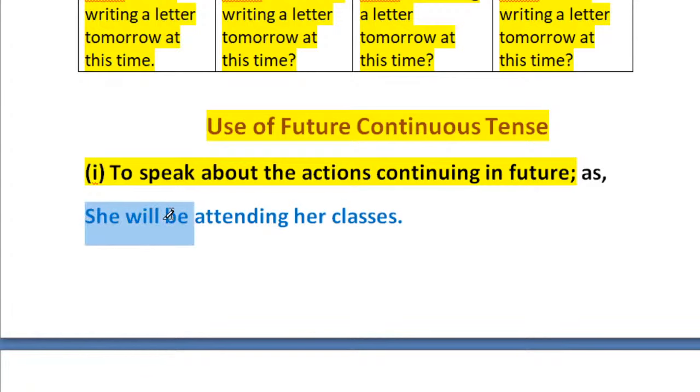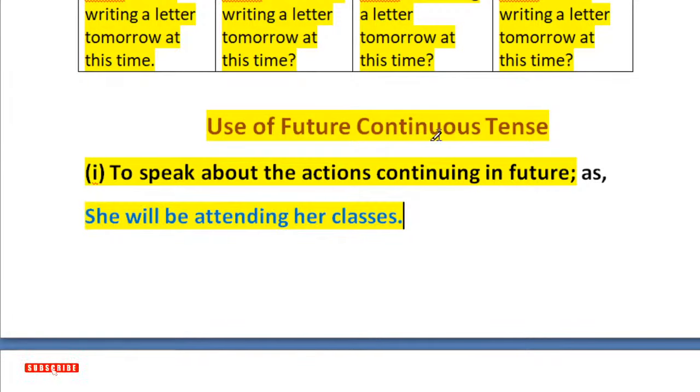Example, she will be attending her classes. So this is a future action. She will be attending her classes. Then Lata will be singing. Virat will be playing. She will be dancing. I will be attending a meeting. Children will be playing in the ground. These are future actions. They will be continuing at some point of time in future.